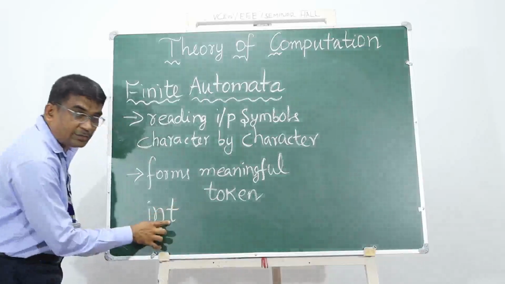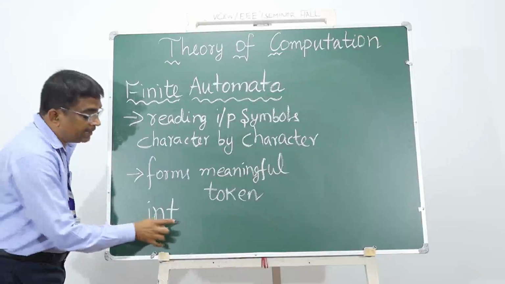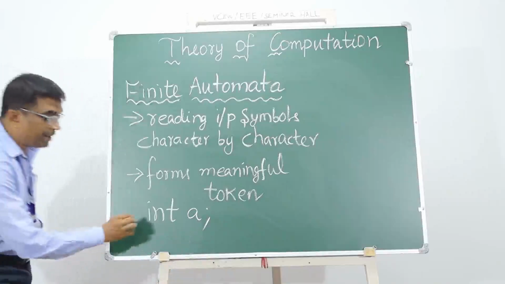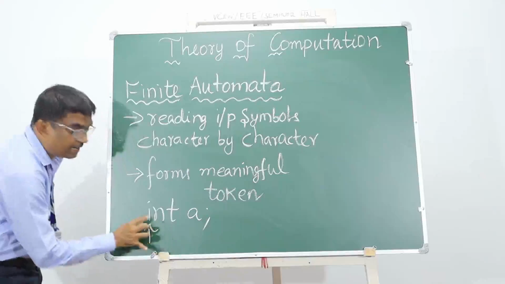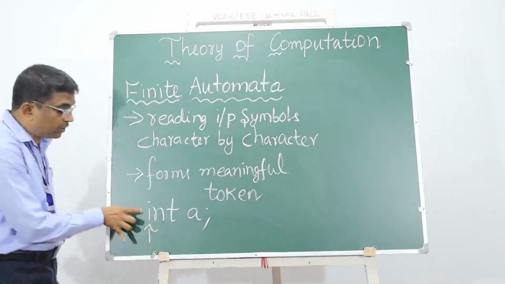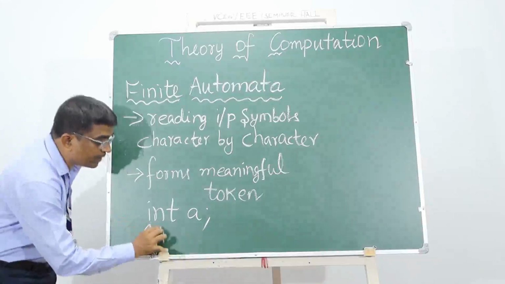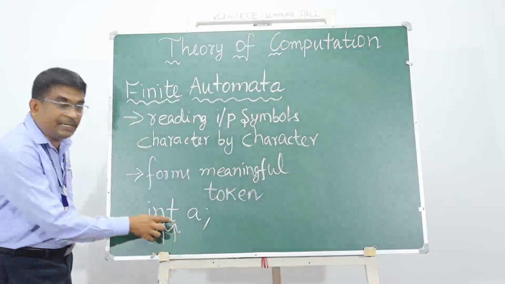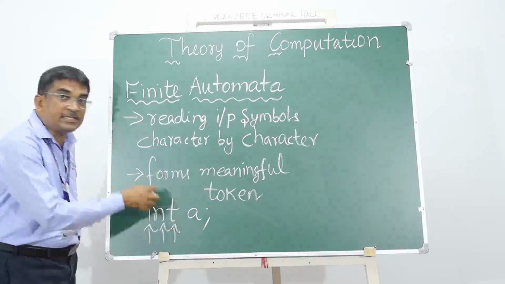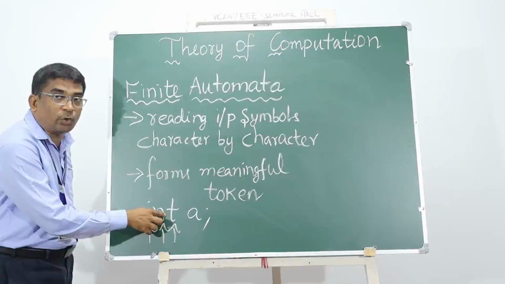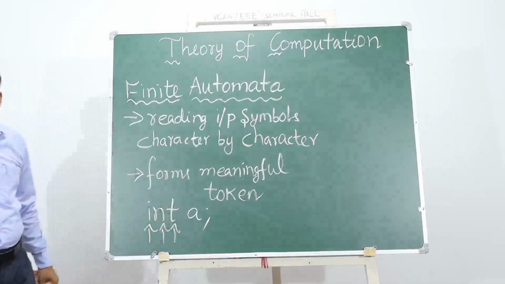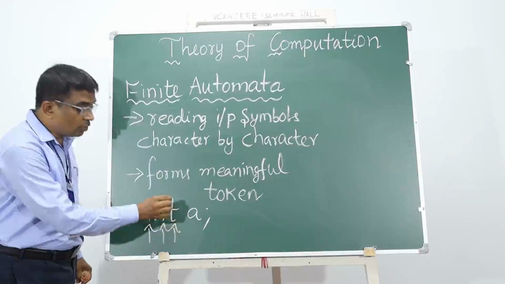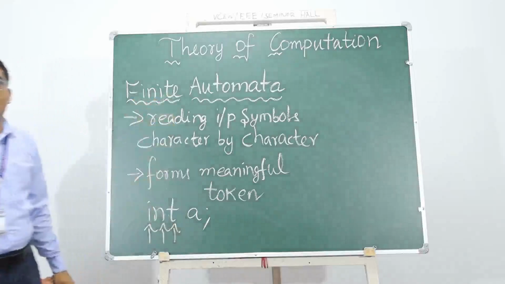When is an input symbol called a meaningful token? Suppose we consider int. In a programming language, we declare a data variable as int a, ending with a semicolon. The compiler reads the input character by character. First it reads i, then moves to the next character n, then t. After reading i, n and t, the compiler decides this is a meaningful token, which is a keyword in C language. So int is a keyword, a recognized token, and this is accepted by the finite automata.